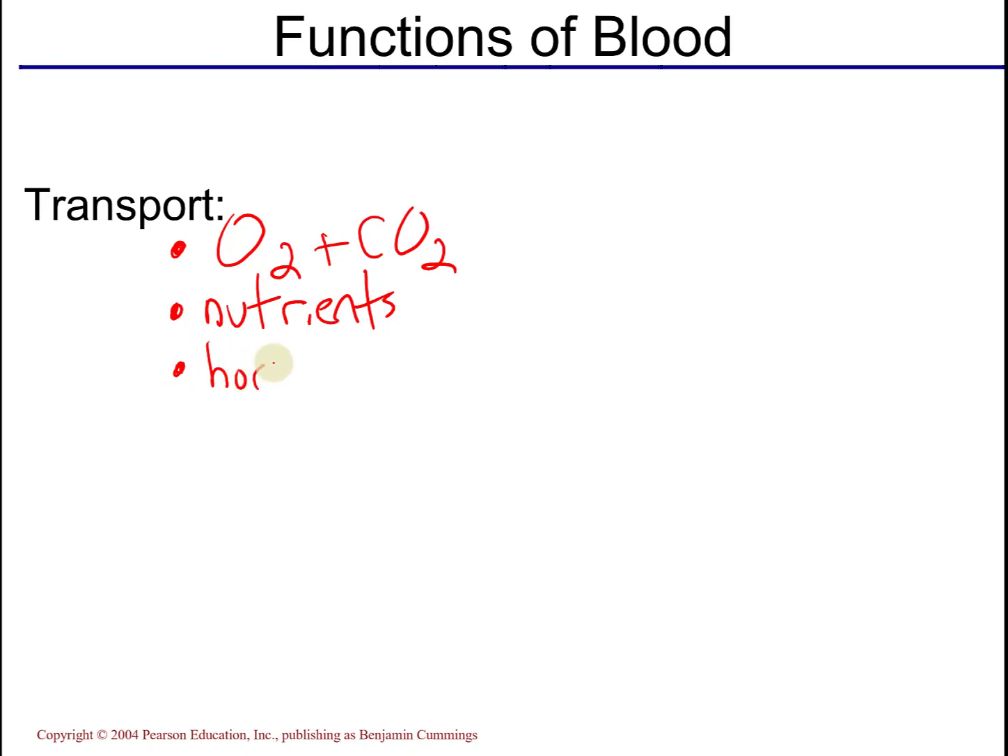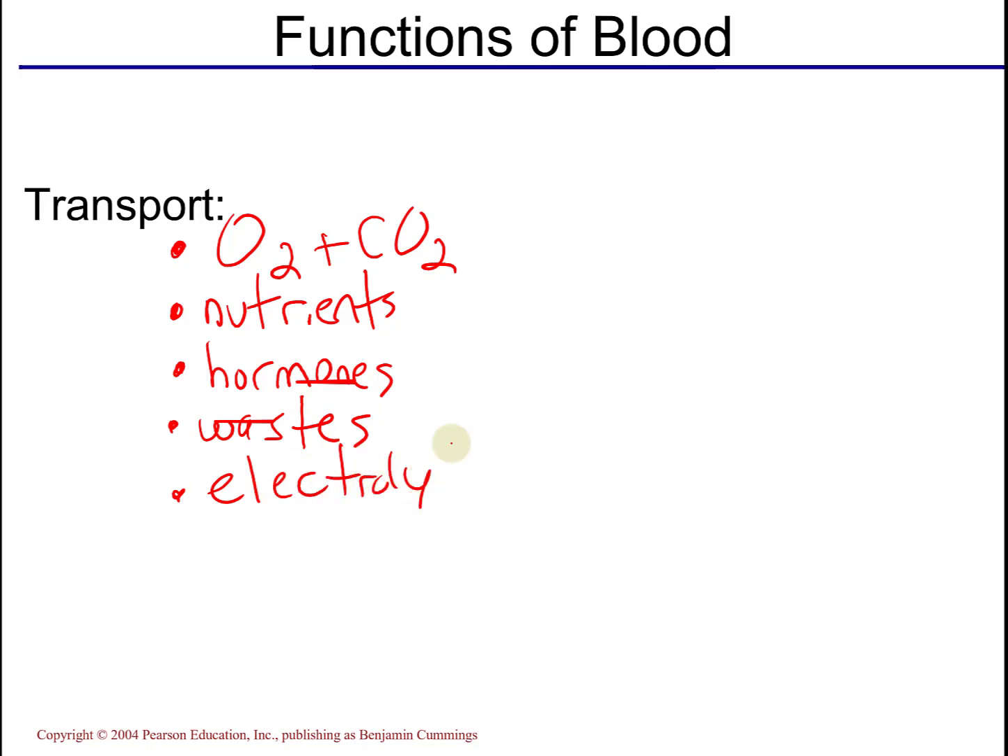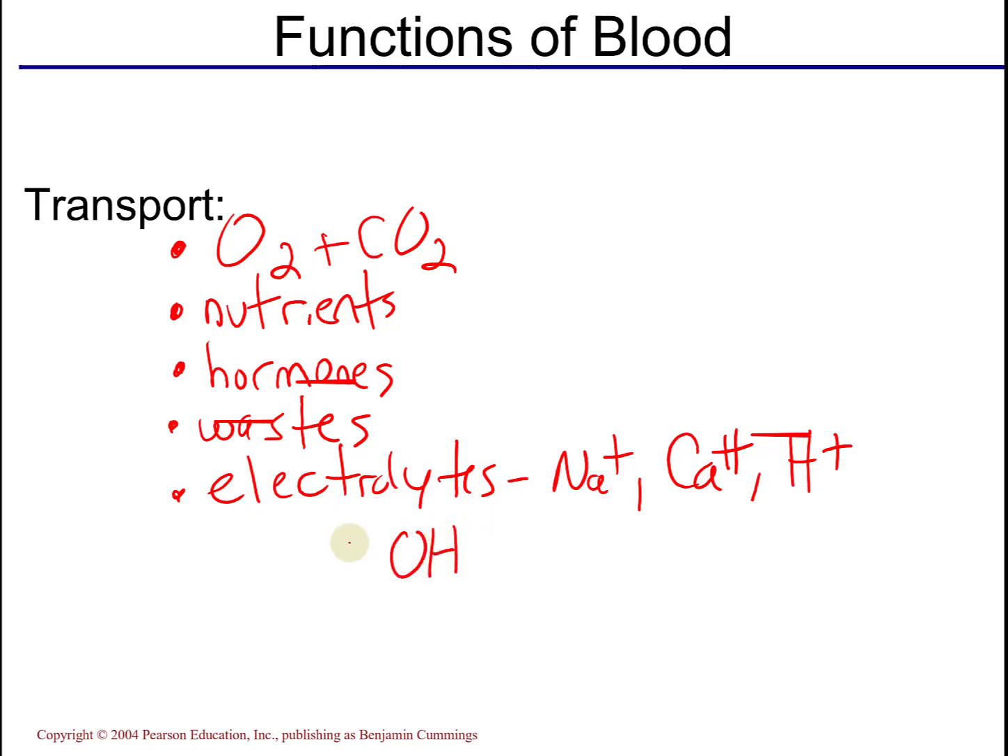Remember that hormones travel through the blood. In addition, waste products of cells are released in the blood and travel that way, and something called electrolytes, which are really just ions, such as sodium, calcium, hydrogen ion, hydroxyl ion. These are just a couple of examples.